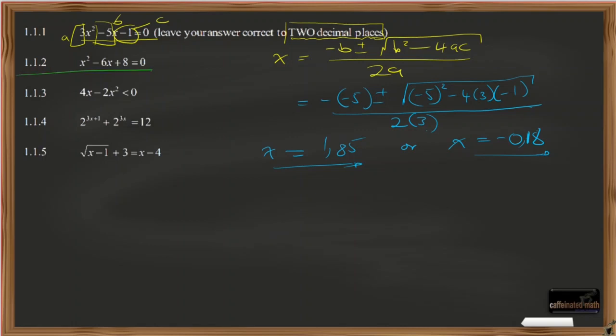In 1.1.2, well, we have x squared minus 6x plus 8 equal to 0. And if I have a look at that, because it's positive over here, we know both our factors are going to have a negative sign in the middle, and those would be minus 2 and minus 4. There we go. Therefore x is equal to 2 or x is equal to 4 as dictated by the zero product rule.